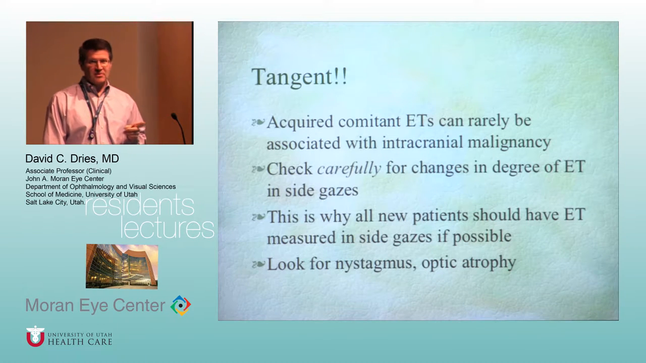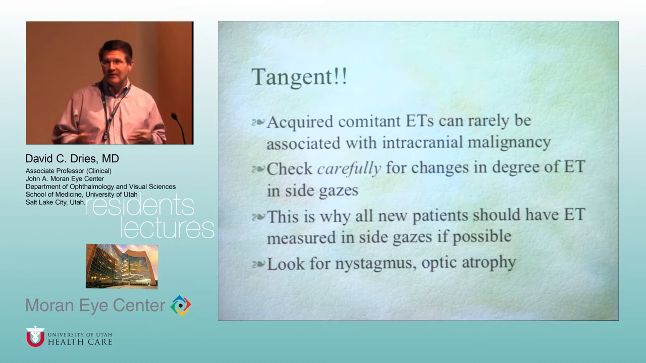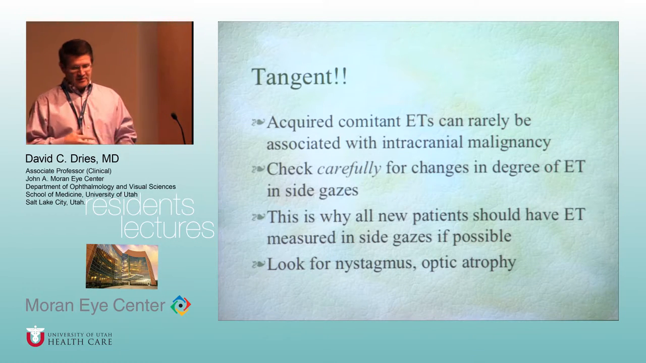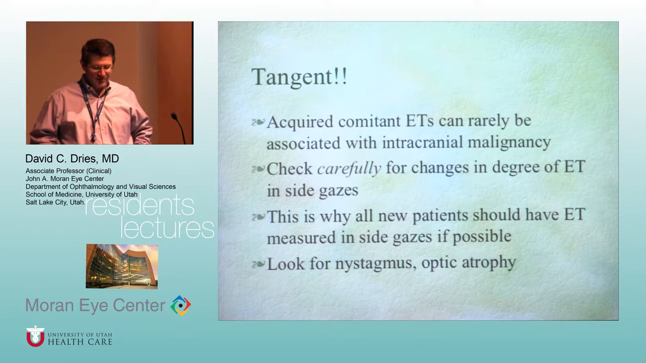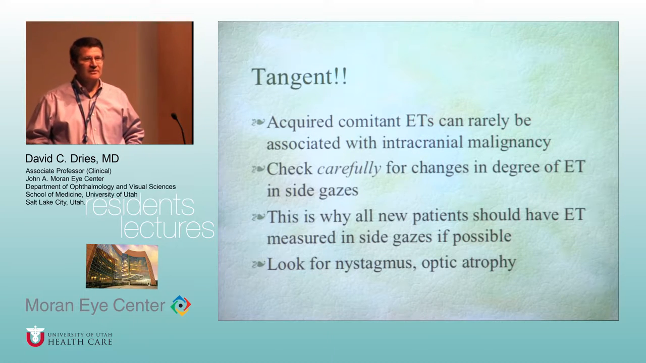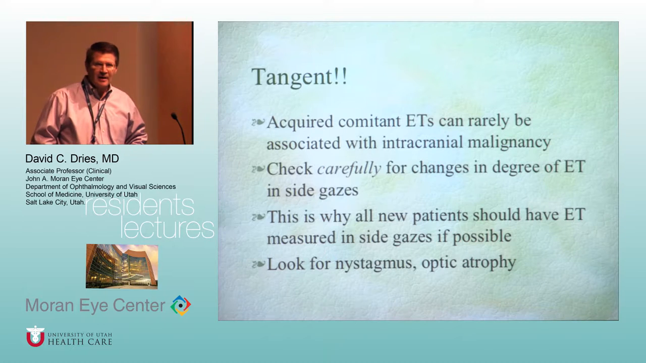Okay, so let's take a tangent. Remember I said, and you keep hearing this, sorry, no one wants to miss a tumor, right? So you're in your pediatric ophthalmology clinic, you've done a fellowship, or maybe not, maybe you're just on call. And you go to the ER at Primary Children's, and there's a child with an esotropia. And, you know, it looks like a comitant esotropia. It looks like abduction is pretty good. Okay?